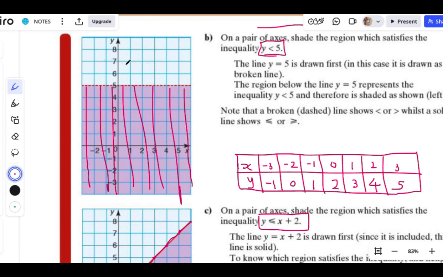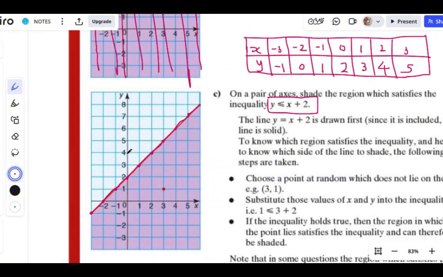We will shade this one. We will not shade this way, we will shade this way, if they say leave unshaded the region which satisfies the inequality. But if they say shade the region which satisfies, then you shade that region. So the question can come in two forms. They can tell you to shade the region which satisfies the inequality, like what we have in this question, or leave unshaded the region which satisfies the inequality.